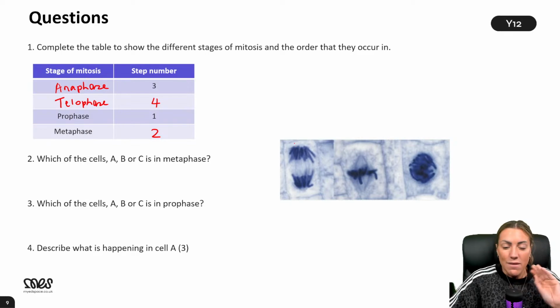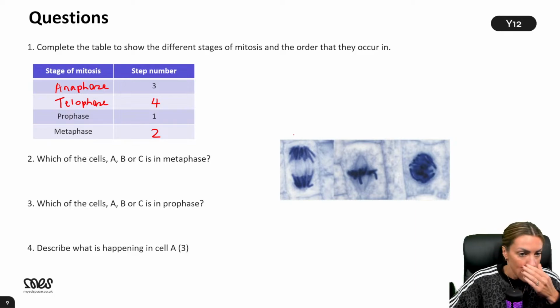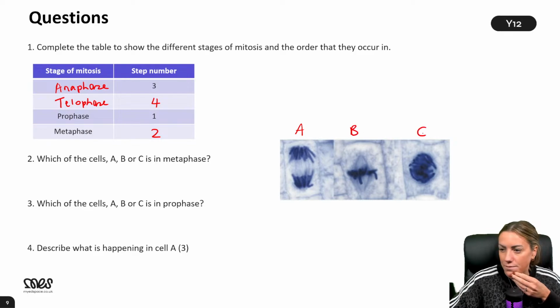Now, if you look here, we've actually got an image taken under a microscope. Obviously the chromosomes have been stained with a specific stain that stains the DNA, so you can see the chromosomes. Which of the cells, A, B, or C, do we think is in metaphase? Let me just letter them. Which one do we think is in metaphase? Okay.